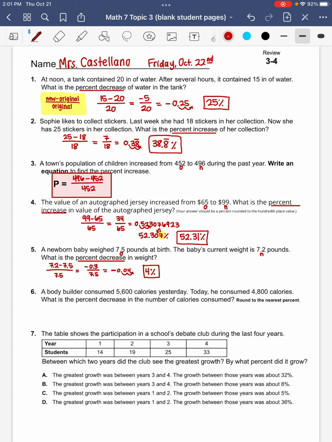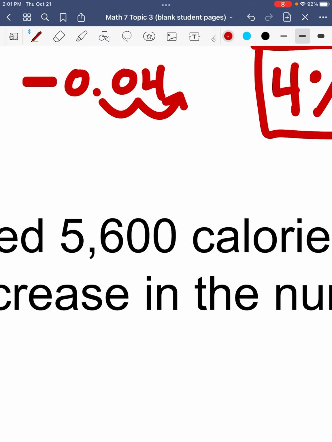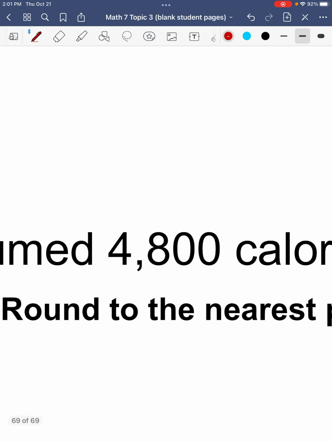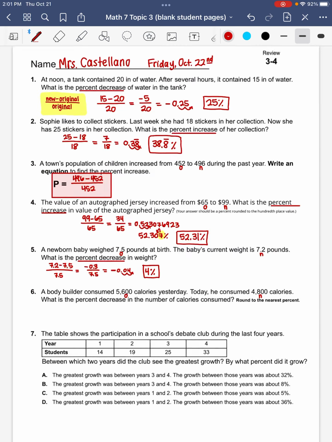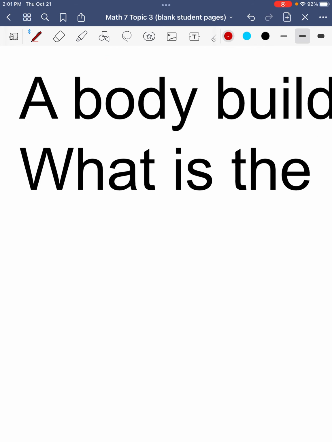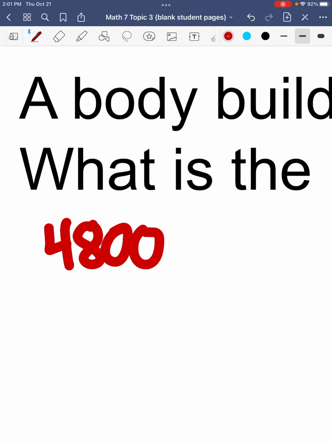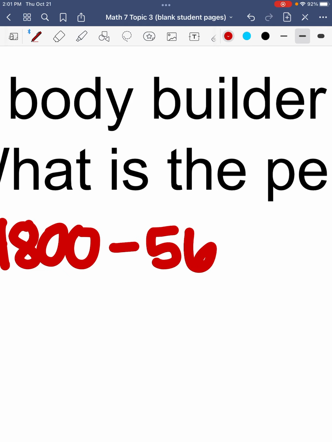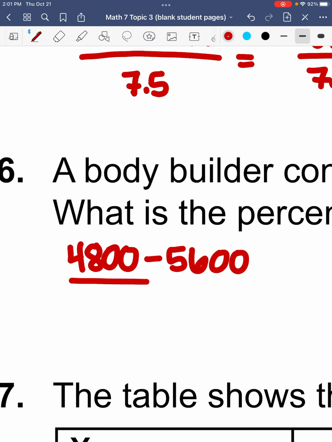Okay, so we need to determine which quantity is our new quantity and which quantity is our old quantity. So yesterday he consumed 5,600 calories, but today, the current day, he consumed 4,800 calories. So 5,600 is our original, and that means that 4,800 is our new. So we're going to set this up like we've set all the others up before. So we're going to start with our new amount, 4,800, and subtract from that the original, 5,600. And I'm going to divide that by the original amount, 5,600.